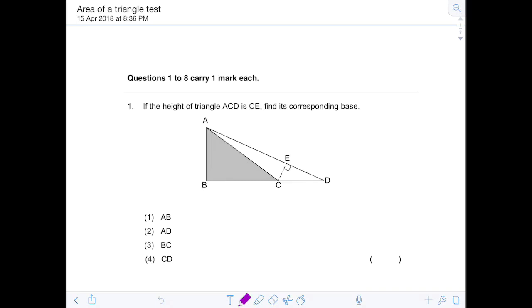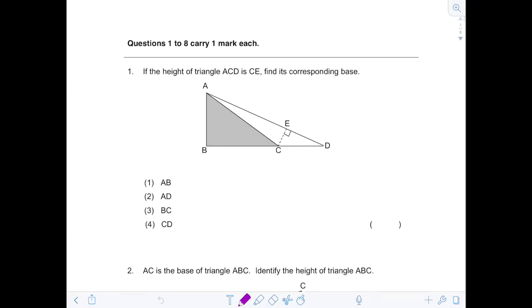Alright, this is the area of triangle test. I'll briefly go through the multiple choice questions. Question 1 is the area, if the height of the triangle is ACD, so we've got to find ACD. This is the triangle that we're looking at, ACD.